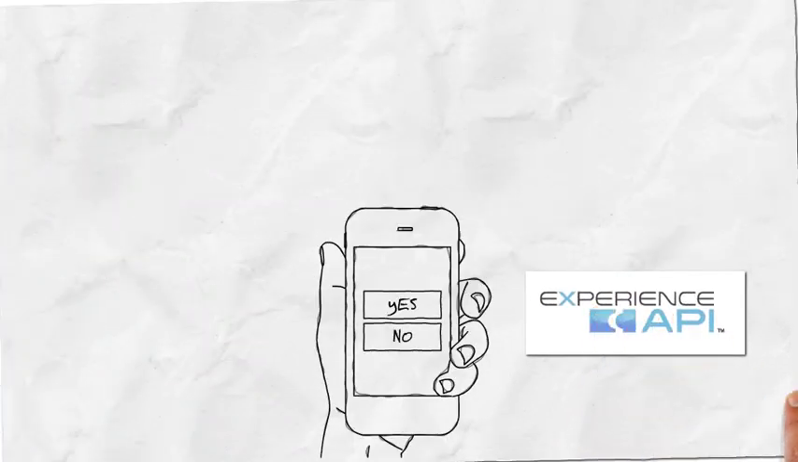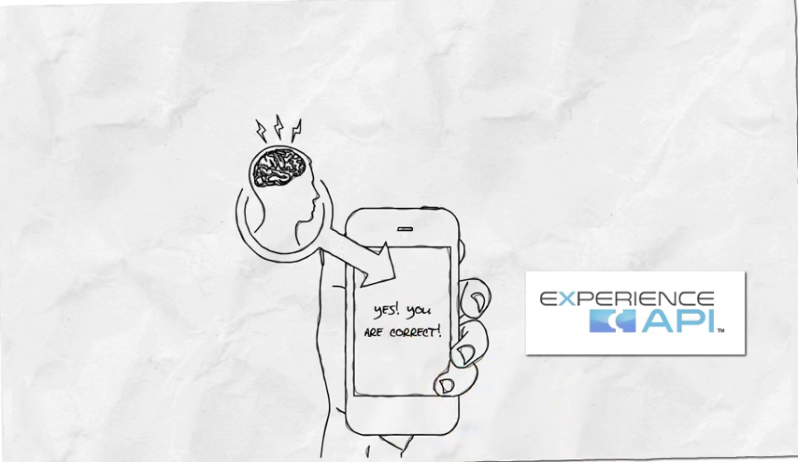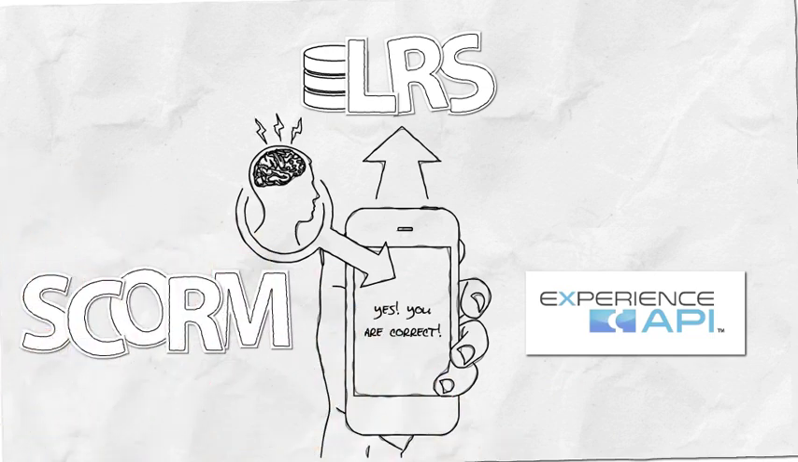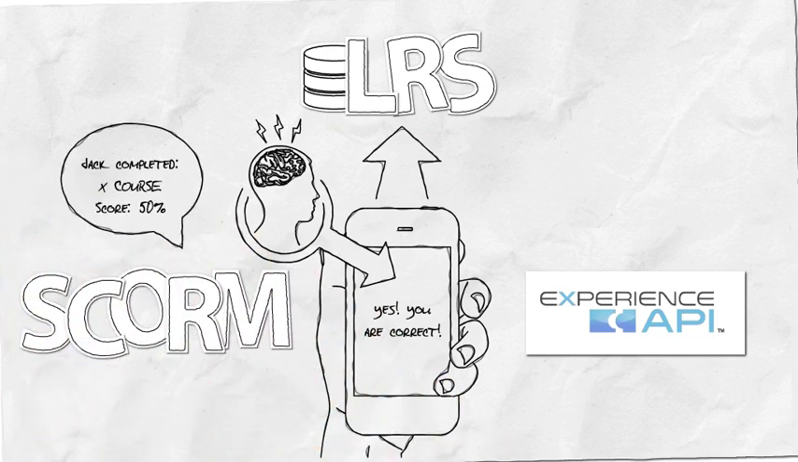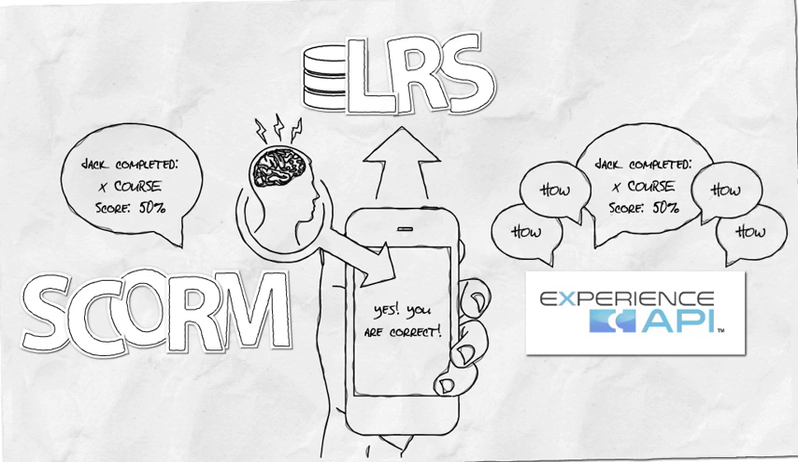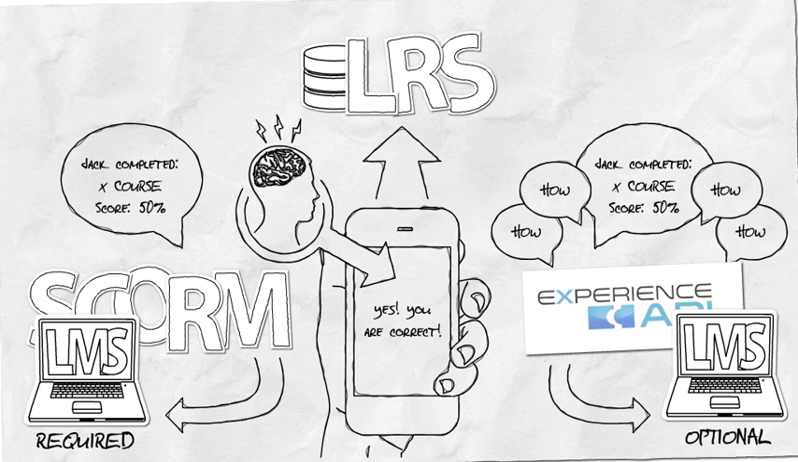Think of it like this. You have a learning gadget, maybe an app on your phone. When you learn something, it tells the LRS. Sounds like SCORM. But SCORM only says, Jack completed course X with a score of 50%. An app with Experience API can say that too, but it can offer any level of detail about how he took the course, and the learning object doesn't need to reside in an LMS. Imagine how you could improve your training if you could see, click by click, where students stumble or grow frustrated.